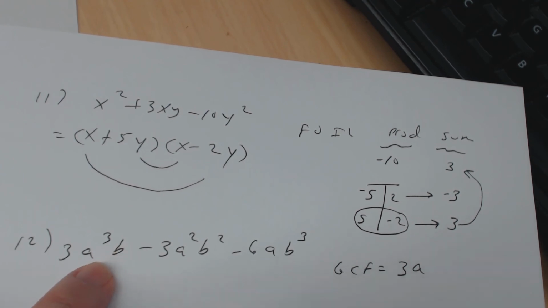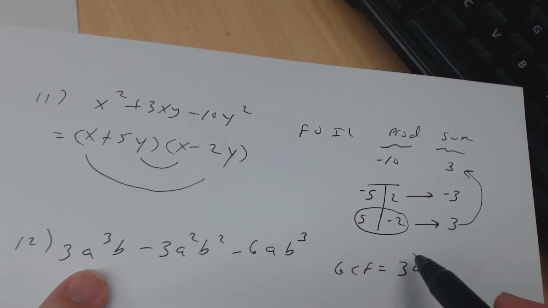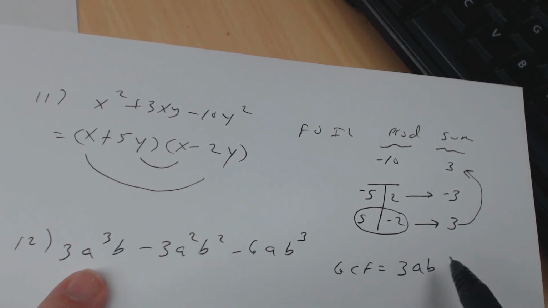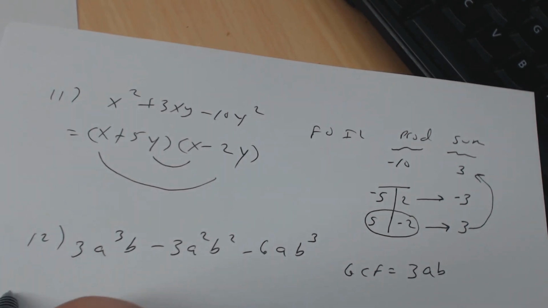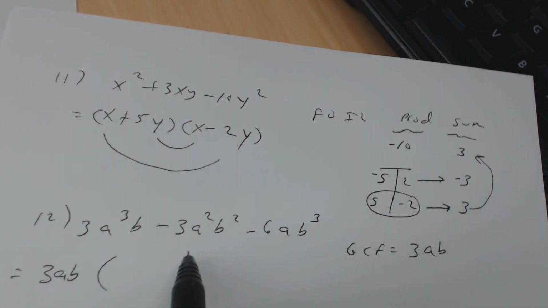For the b's, there's a b to the first here, a b to the second here, and a b to the third power here. Since there are b's in every term, you're going to factor out a b, and the exponent is going to be the one with the smallest exponent. So there's your GCF. So I get 3ab times, all right, so we got to figure out what this is going to be. 3ab times a squared is 3a cubed b, because remember when you multiply like bases, a times a squared, you add exponents. 1 plus 2 is 3.